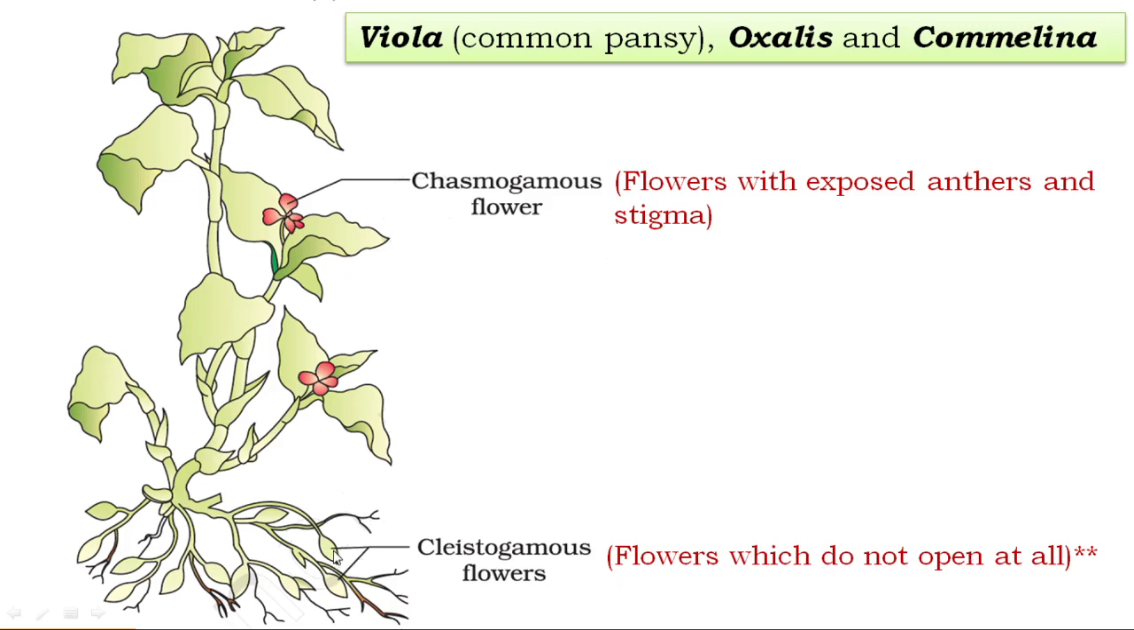So one pollen from one flower landing on the stigma of another flower is impossible, right? So cleistogamous flowers always follow autogamy. It always follows autogamy, right?